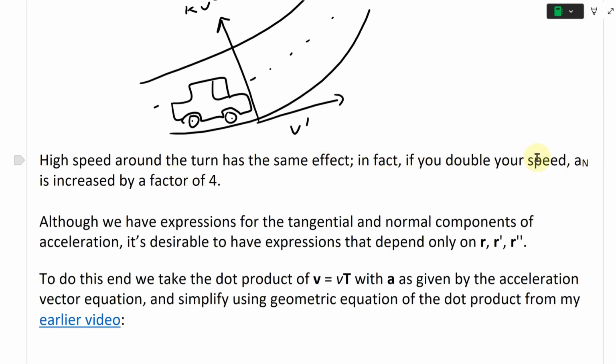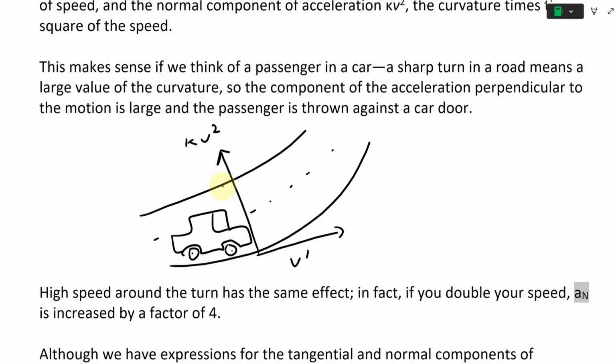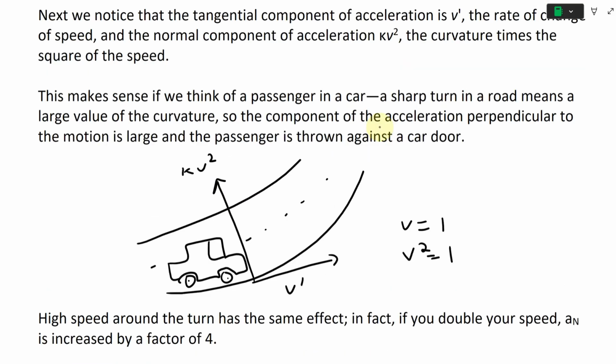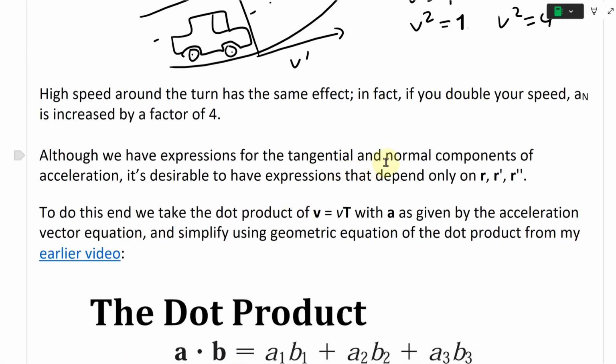High speed around the turn has the same effect. In fact, if you double your speed, the normal acceleration is increased by a factor of 4. For example, if initial v equals 1, you'll have v squared equals 1. But if v equals 2, then v squared is equal to 4, which is much higher. This makes sense because if you go very slowly along a curve, you can make it, but if you were going very fast, your car is going to flip over.